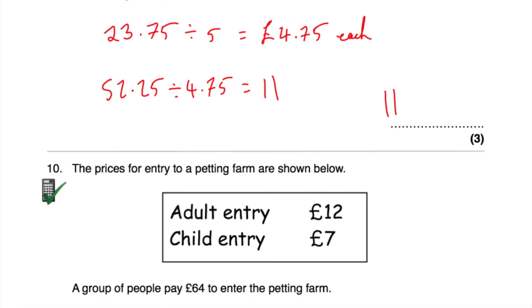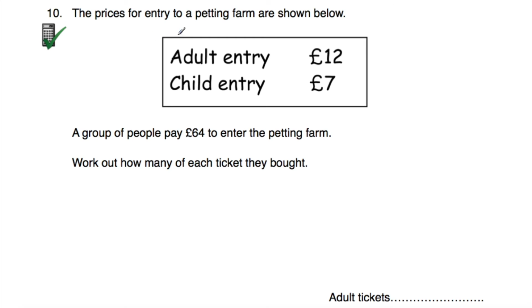Okay, let's have a look at our next question, question number 10. So question number 10 says, the prices for entry to a pet farm are shown below. So we've got that each adult entry is £12 and each child entry to the pet farm is £7. And a group of people pay £64 exactly to enter the pet farm. And the question says, how many of each ticket were bought?